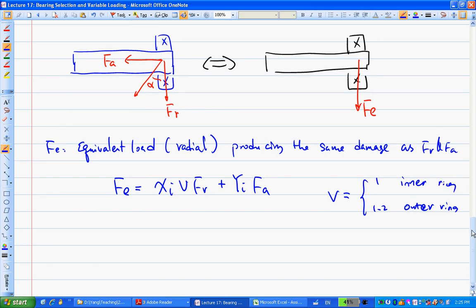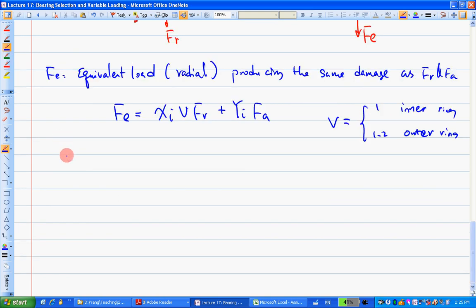Okay. So the focus point is on the XI and YI. Explain what they are and how do we obtain them. XI is called the radial load factor. And YI is called the axial load factor.